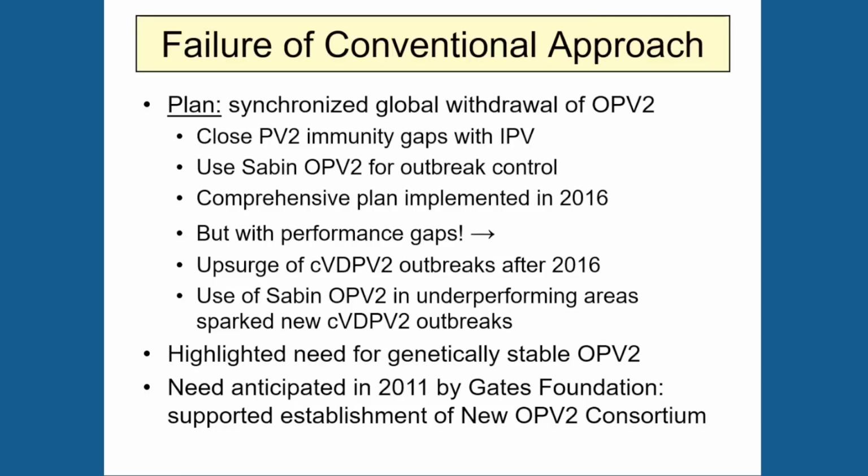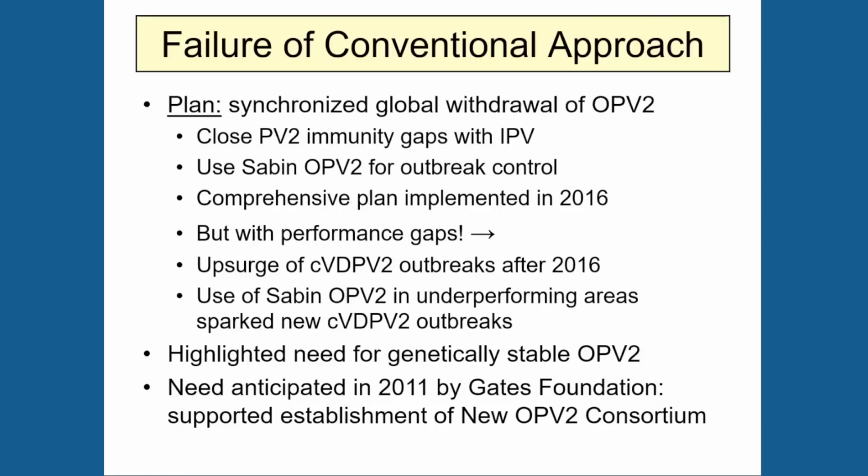There are also gaps in polio vaccine coverage. There was poor coverage with IPV in many areas, and there is a rising tide of vaccine refusals in many of the highest risk areas of the world. So as you'd heard, there was an upsurge of cVDPV2 outbreaks after 2016, and the use of Sabin OPV in the underperforming areas sparked new outbreaks, which is our greatest concern. So this highlighted the need for a genetically stable OPV2.